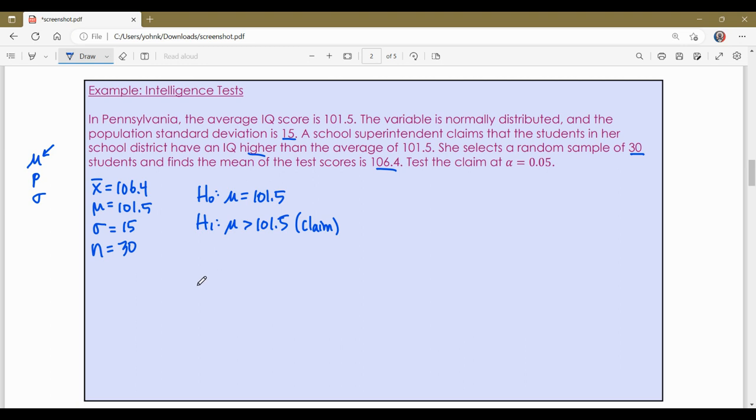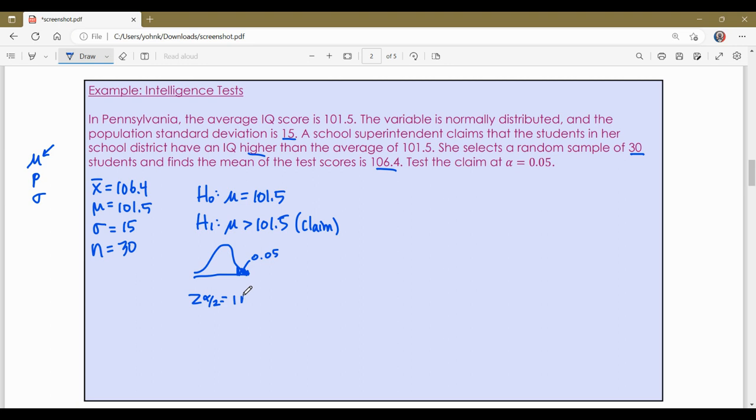Okay, step two is to draw a picture and find the critical value. So in this situation, since we are trying to look at greater than 101.5, we're going to be shading on the right. Our alpha is 0.05.